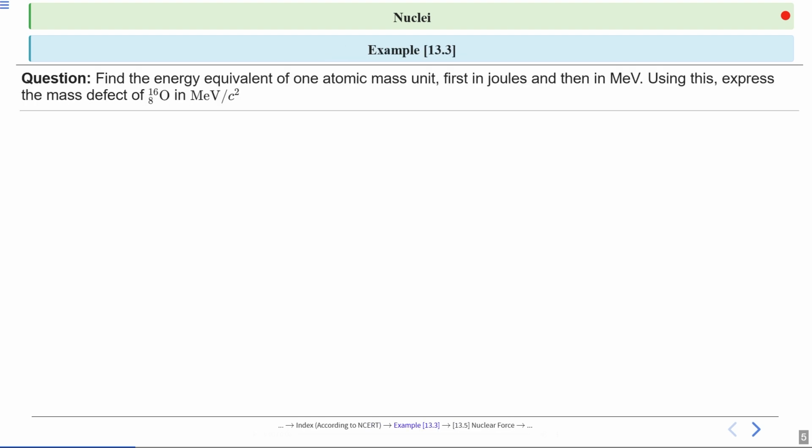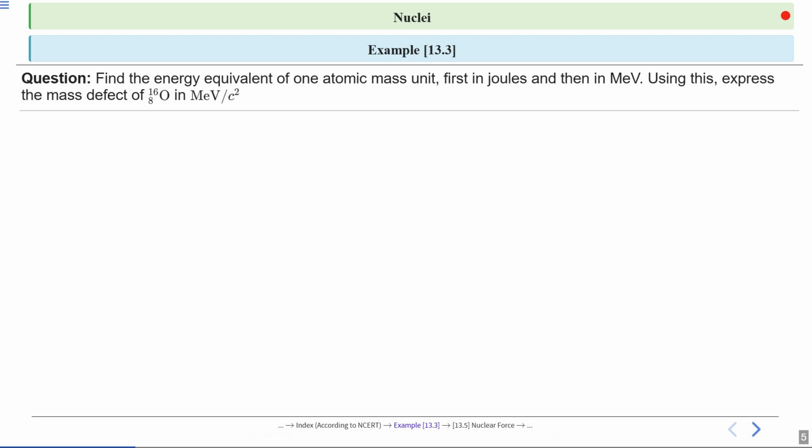Let's examine what this question is asking. It wants us to find the energy equivalent of one atomic mass unit, often written as 1 u or 1 amu, first in joules and then in mega electron volts. This question is about the relationship between mass and energy, which is described by Einstein's famous equation E equals mc square. Here E is energy, m is mass, and c is speed of light.